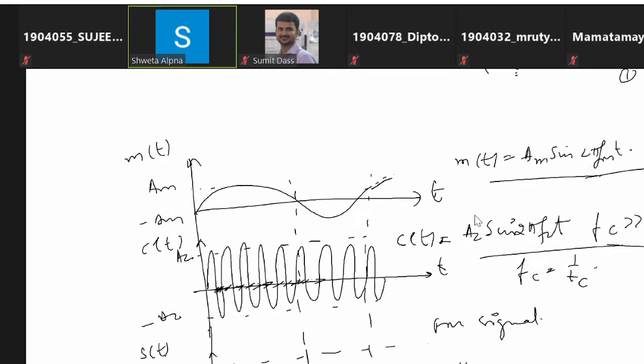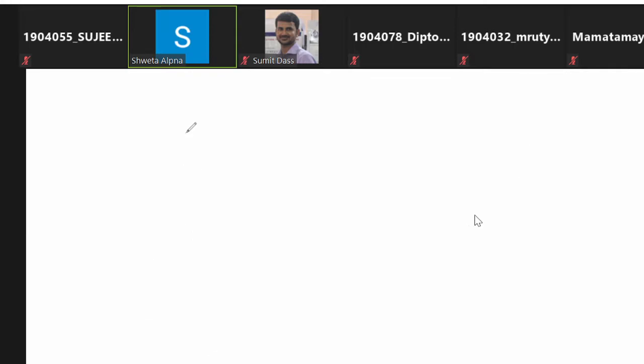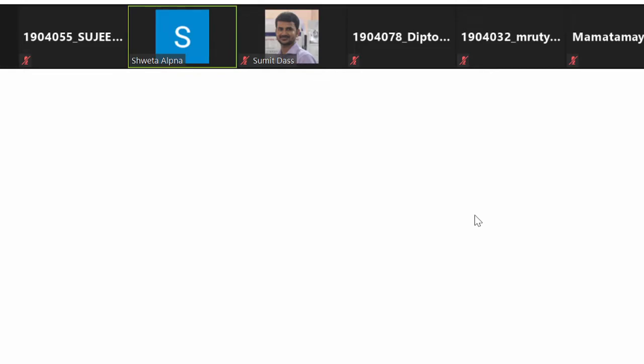One method of, where is the screen gone? Just a minute. No. One method of, let me take a new screen now. Just clear all. Just a minute, let me see where the screen went. Okay, now it is okay. So let me make the diagram again.